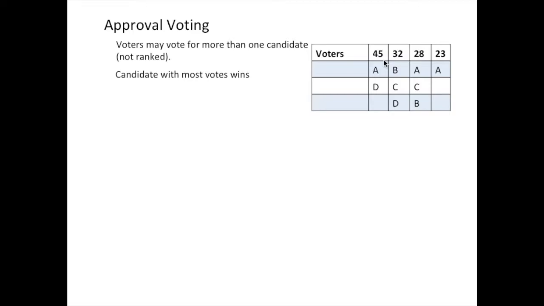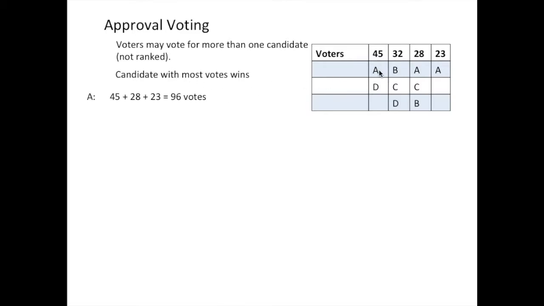The approval voting. Voters may vote for more than one candidate. So you're not ranking them, you're just giving them a single vote. Let's say you have 4 choices. You have candidate A, B, C, or D. If you approve of them, you give them a vote. You have 1 vote to each candidate that you like. These are not being ranked. The candidate with the most votes wins.